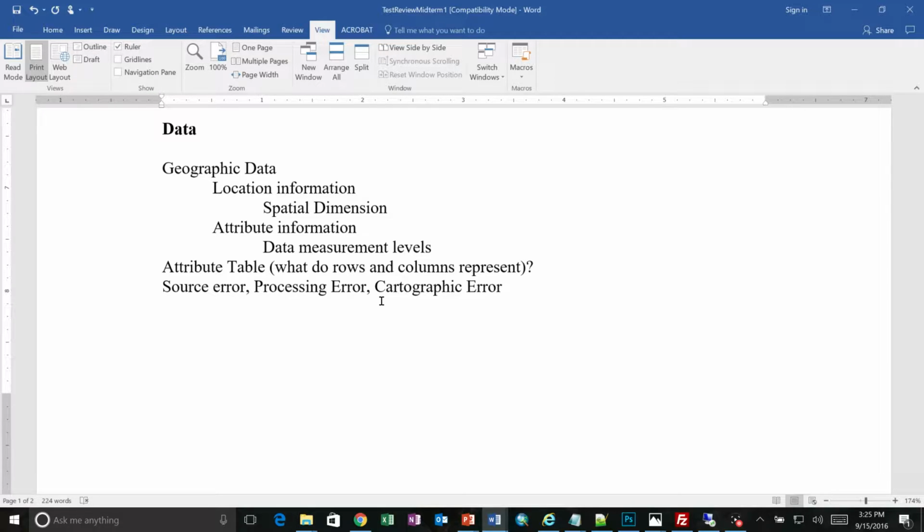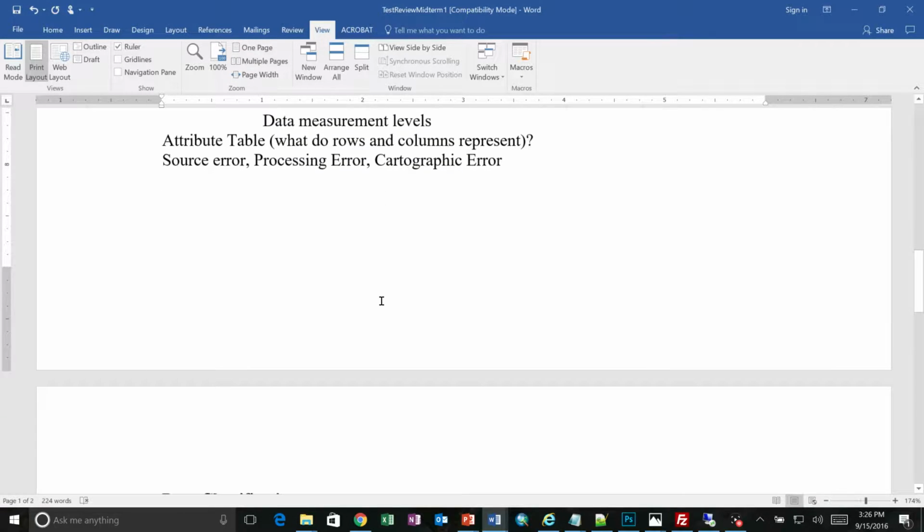The same thing with the attributes. We could have actual numbers, but we could choose to symbolize it as like high, medium, and low, which would be ordinal. So we've got geographic data. Geographic data is divided up into spatial information and attribute information. And then geographic data for us is actually divided into the data aspect, but then also the symbology or the cartographic aspect.